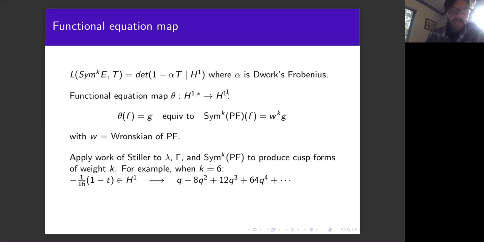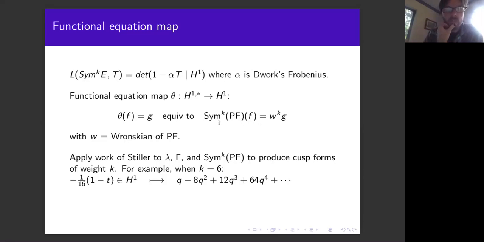So this is Dwork's Frobenius, and then there's this functional equation map on the p-adic cohomology, which goes from the dual of H1 into H1. And it does the following. If you go into Dwork's work and you peel it apart and understand what is happening, what is this theta, what is this functional equation map doing? It does the following: if you do theta of f and you get g, where f is in this dual and g is in H1, and you run this through Dwork's machinery, what is it really equivalent to?